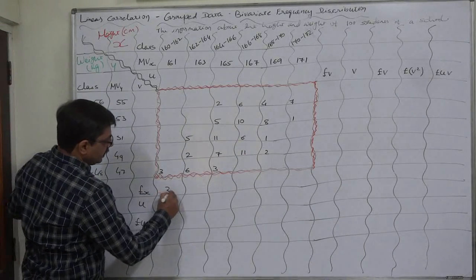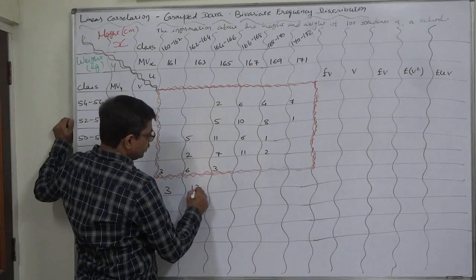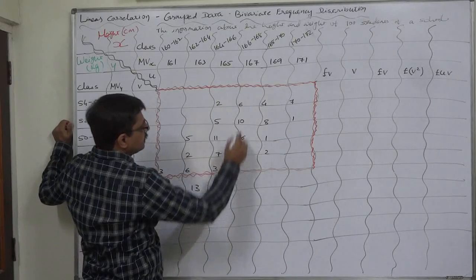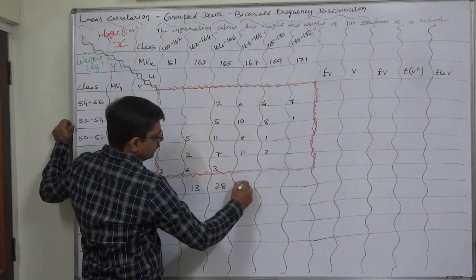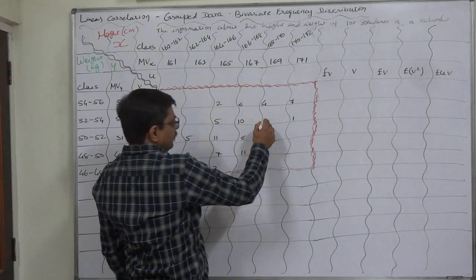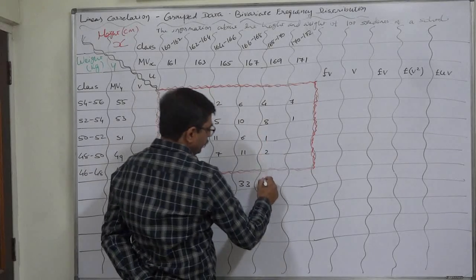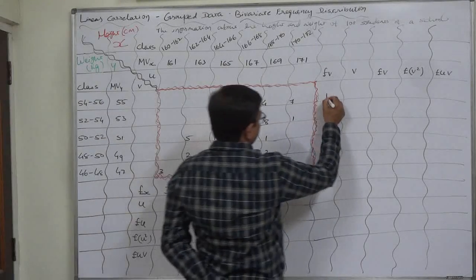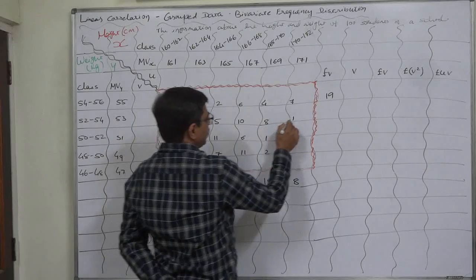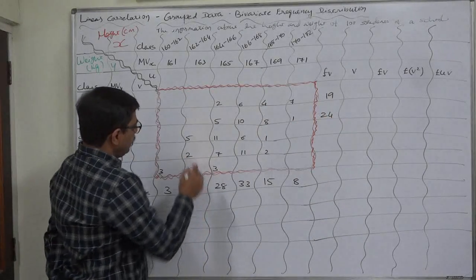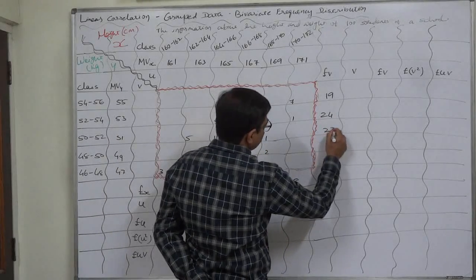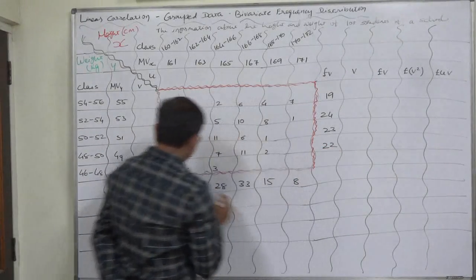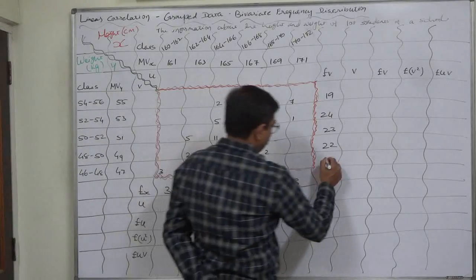The summation will be 3, 5 plus 2, 7 plus 6, 13, 2 plus 5, 7 plus 11, 18 plus 7, 25 plus 3, 28, 6 plus 10, 16 plus 6, 22 plus 11, 33, 4 plus 8, 12 plus 1, 13 plus 2, 15, 7 plus 1, 8. 2 plus 6, 8 plus 4, 12 plus 7, 19. 5 plus 10, 15 plus 8 plus 1, 24. 5 plus 11, 16 plus 6, 22 plus 1, 23. 2 plus 7, 9 plus 11, 20 plus 2, 22. 3 plus 6 plus 3, 9 plus 3, 12.